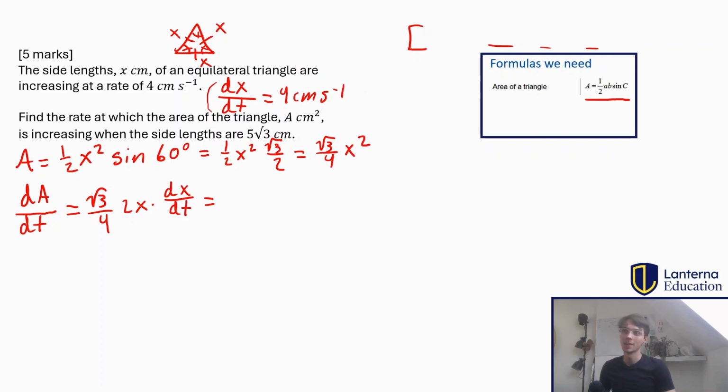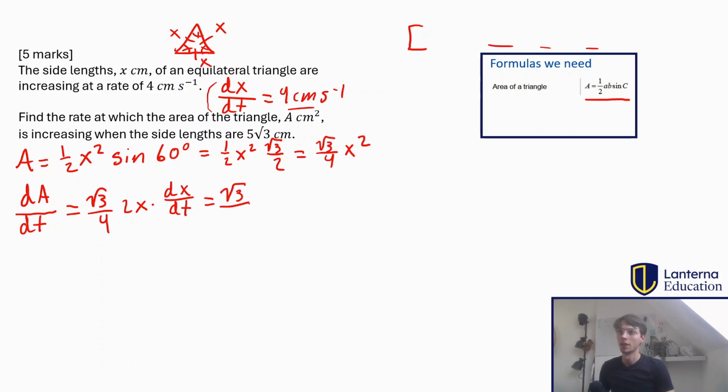Well, x has been defined as 5 root 3, right? That is the current length at the time we want to see the change. And then dx/dt, well, that's just a fixed value. We found that to be 4, right? That was given in the question before. So then we just insert our numbers.